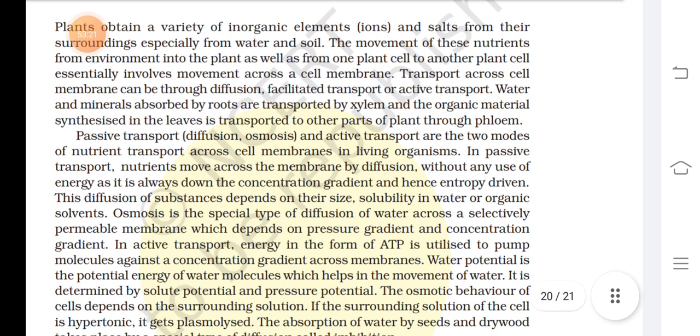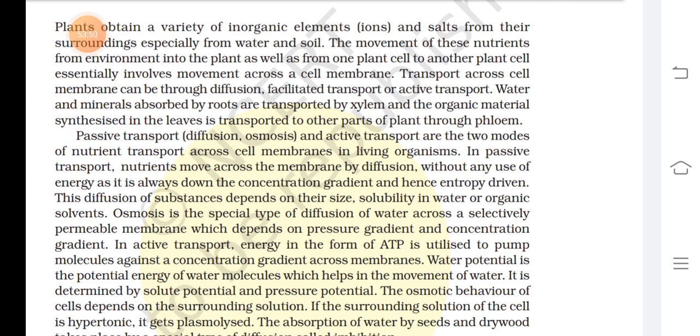Summary: plants obtain a variety of inorganic elements and salts from their surroundings, especially from water and soil. The movement of these nutrients from the environment into the plant, as well as from one plant cell to another, essentially involves movement across a cell membrane. Transport across cell membrane can be through diffusion, facilitated transport, or active transport.